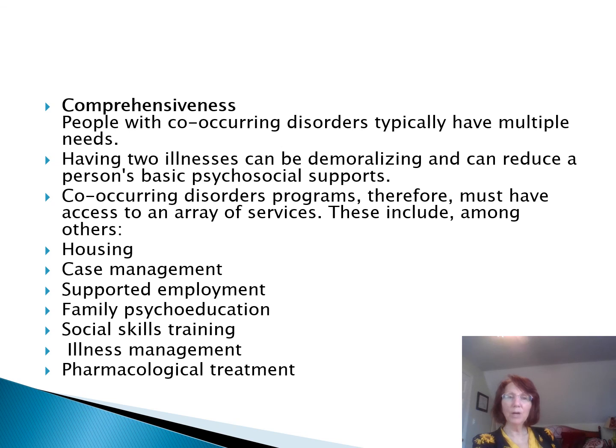Comprehensiveness. People with co-occurring disorders typically have multiple needs. They have two illnesses which can be both demoralizing and can reduce a person's basic psychosocial supports. Co-occurring disorders programs, therefore, must have an array of services. These include housing, case management, supported employment, family psychoeducation, social skills training, illness management, and pharmacological treatment.